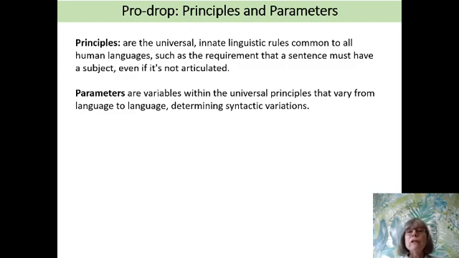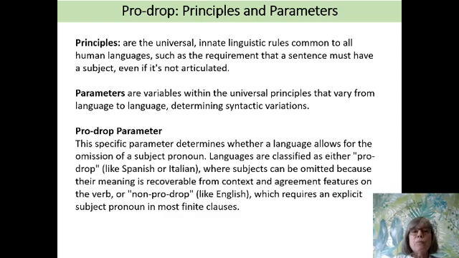And then parameters are variables within these universal principles that vary from language to language and determine the syntactic variations across languages. So the pro-drop parameter was theorized as being one of them. It's a specific parameter that determines whether a language allows for the omission of a subject pronoun. So languages are classified as either pro-drop, like Spanish or Italian, where subjects can be omitted because their meaning is recoverable from the morphology of the verb, or non-pro-drop, like English, which requires an explicit subject pronoun in most finite clauses, unless it's like a coordinate clause.